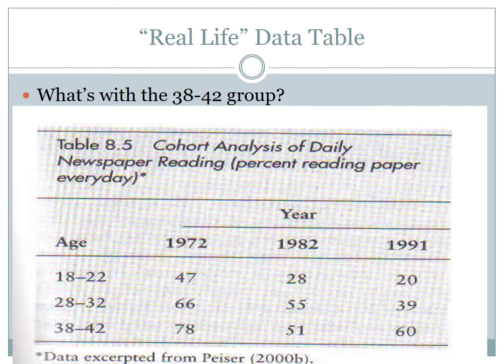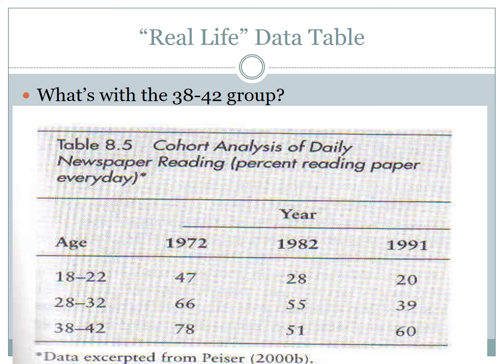This would be more like something you might see. We're taking a look here at 3 different years, 72, 82, and 91. Why it's not 92, who knows? However, what is it they're looking at? Cohort analysis of daily newspaper reading, which means the percent of people reading a newspaper every day by age category.